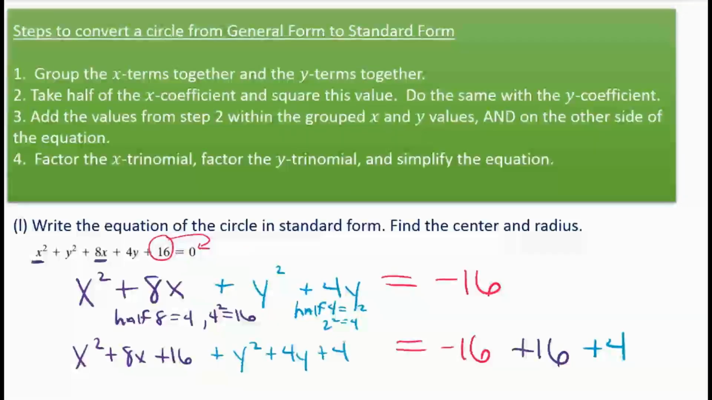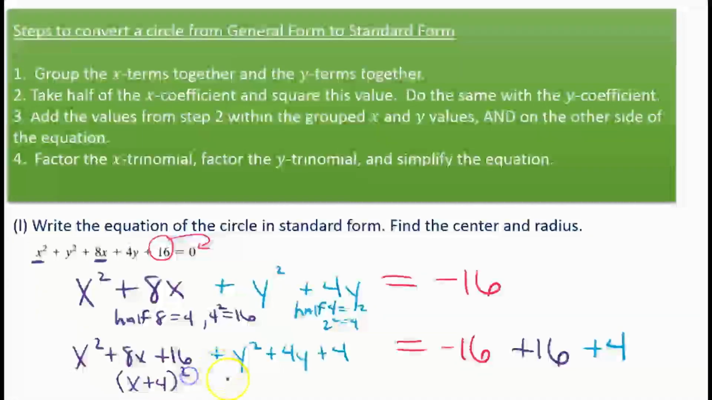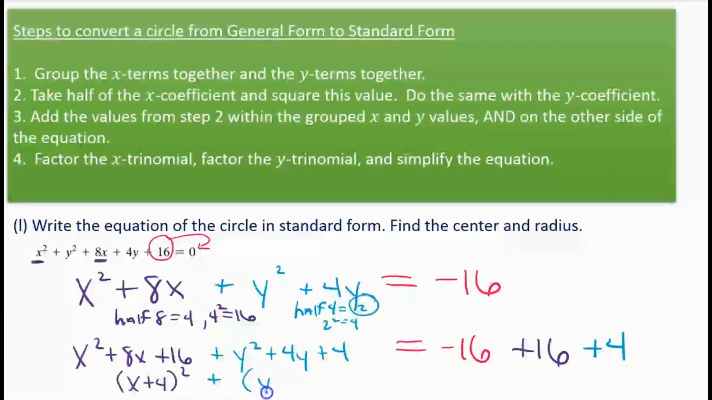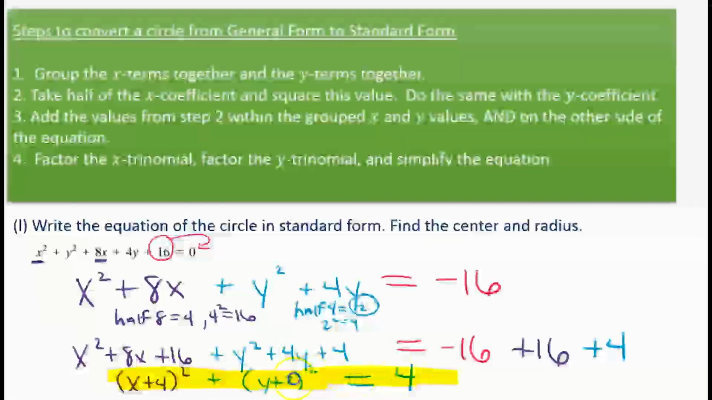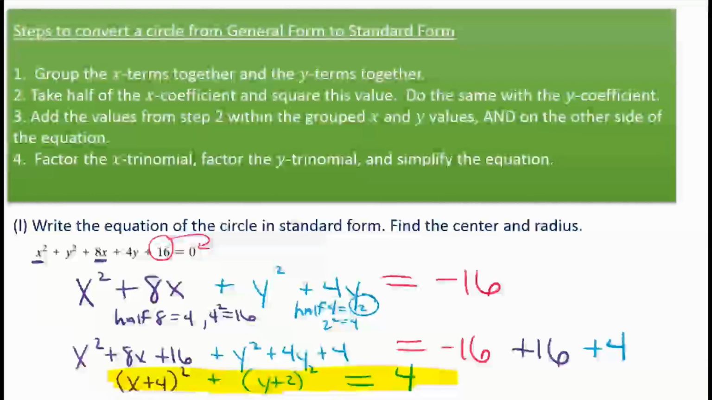Now my next step is the factor step. All right, so remember, we're going to factor x squared plus 8x plus 16. Remember, it factors into the half number. What's the half number? 4. So this is going to factor into x plus 4 with the square on the outside. And then the blue one, the same thing is going to happen. It's going to factor in the half number. What was the half number? 2. So that's going to be y plus 2 with the square on the outside. And then the equals. And then you say negative 16 plus 16 is 0. Plus 4 is 4. And this last line is in standard form of a circle.